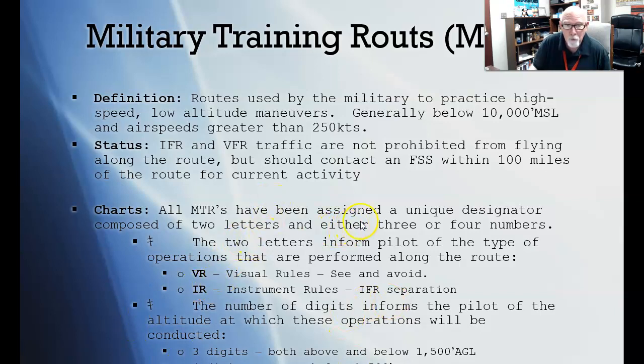All military training routes have been assigned a unique designator composed of 2 letters and either 3 or 4 numbers. The 2 letters inform the pilot of the type of route it is, VR or IR. That means they're going to be flying VFR visual rules or IFR instrument rules separation. And the number of digits inform the pilots of the altitude at which these operations will be conducted. So 3 digits is both below and above 1500 AGL, and 4 digits is at or below 1500 AGL.